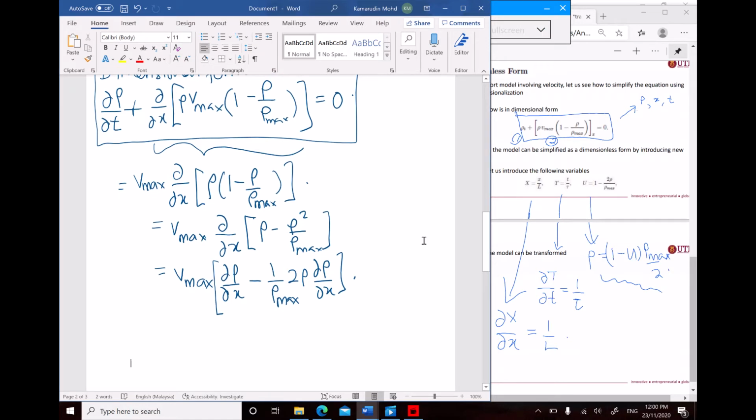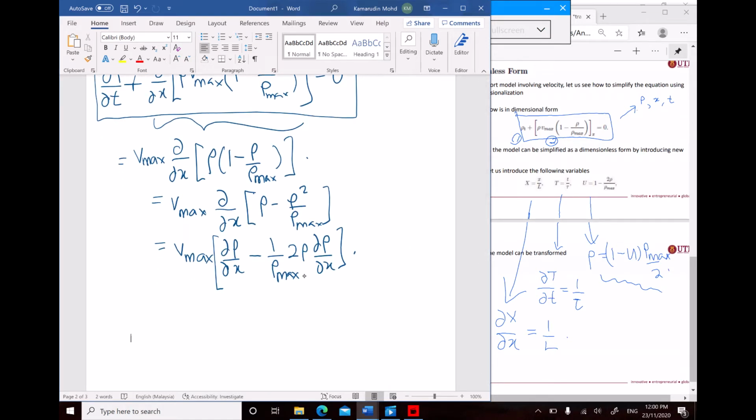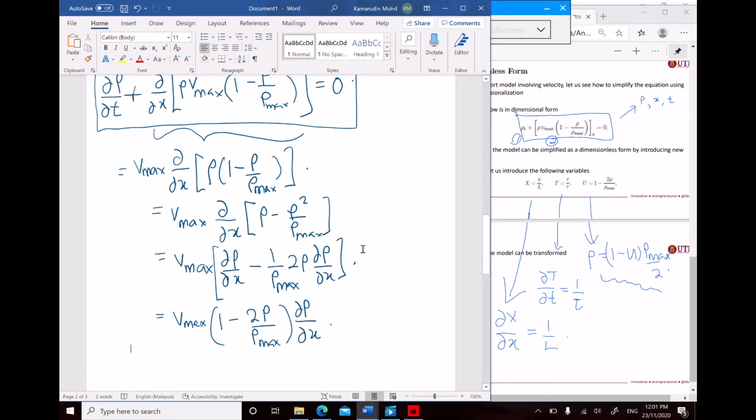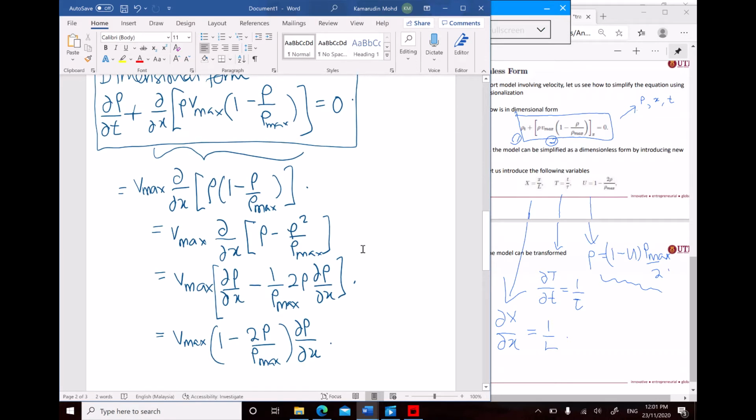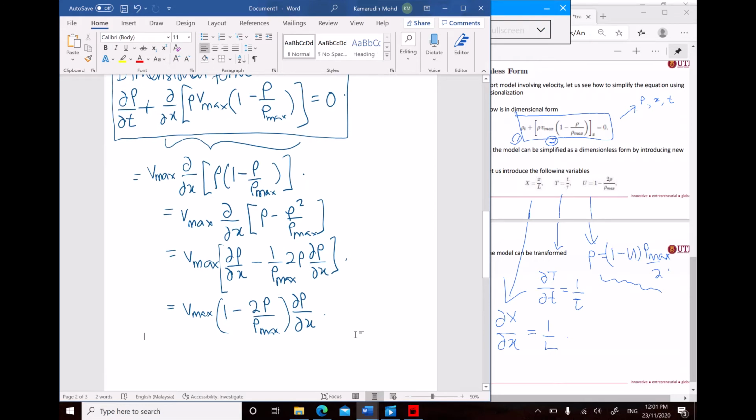Now I can rearrange this. I will factorize and combine to have del rho del x in one single term. We will have Vmax, then here del rho del x multiplied with 1, and here del rho del x multiplied with minus 2 rho over rho max. So we will have this form finally. Now we can substitute back into this equation.